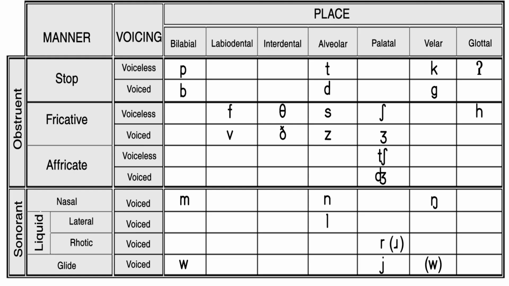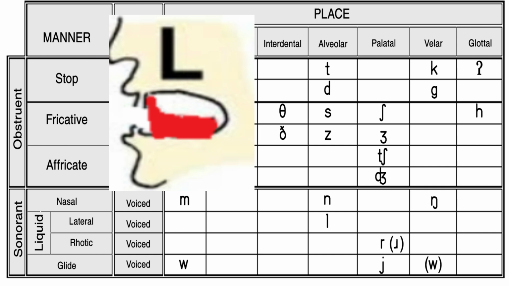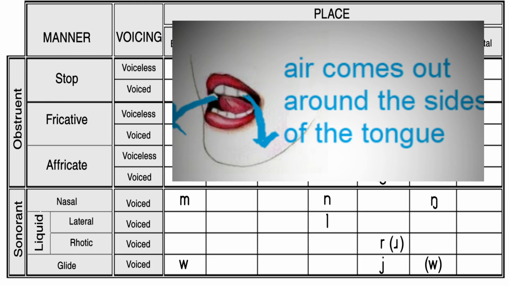Lateral liquids. La is the lateral liquid since the flow of air is redirected around the tongue and toward the sides of the mouth before exiting through the lips. That is, air flows around the sides of the tongue. For this to happen, the tip of the tongue touches the alveolar ridge and the sides of the tongue are dropped down so that the air can flow around the sides of the tongue. The opening left beside the tongue is wide enough that air flowing through does not become turbulent.